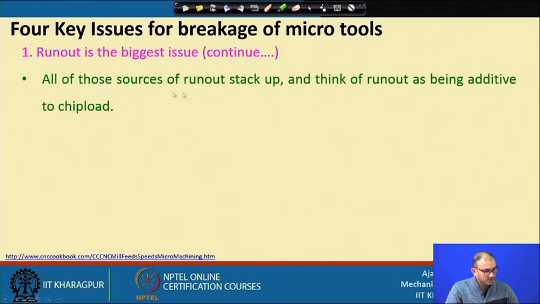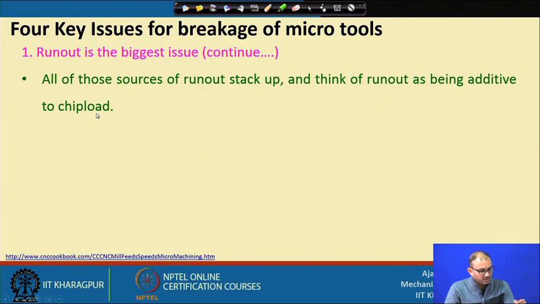Right. So, let us continue. Now, whatever we have seen here, there are two errors: one is the alignment error and the other is the manufacturing error. But those two things will not play separate roles, because both will combine with each other and stack up, and the total runout will be very high at the later stage. So, runout will be additive to the chip load.